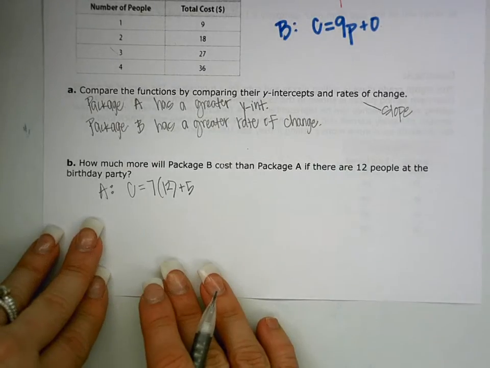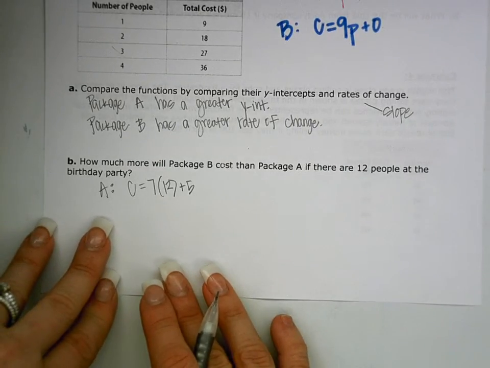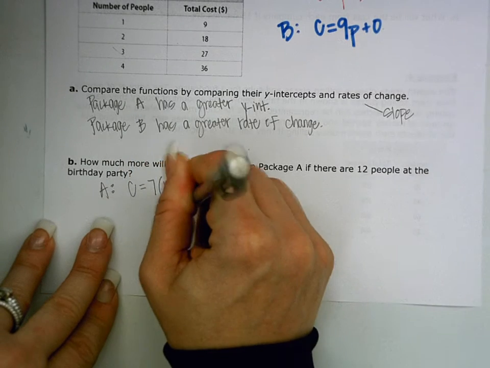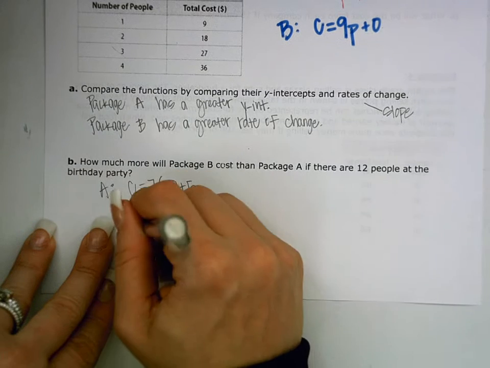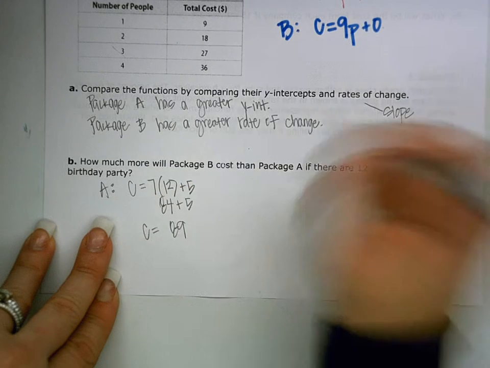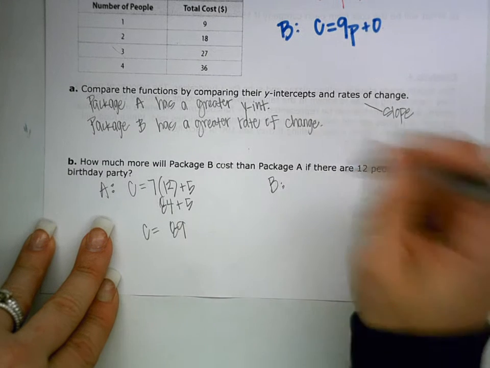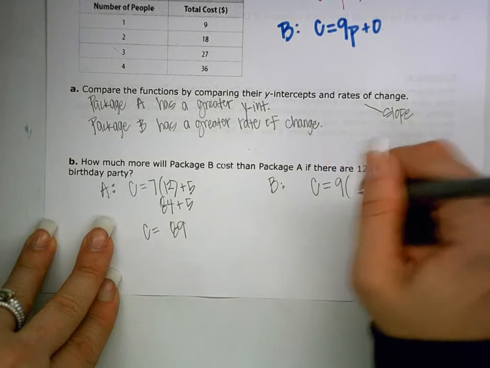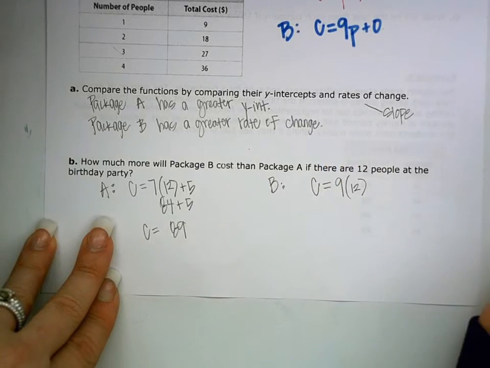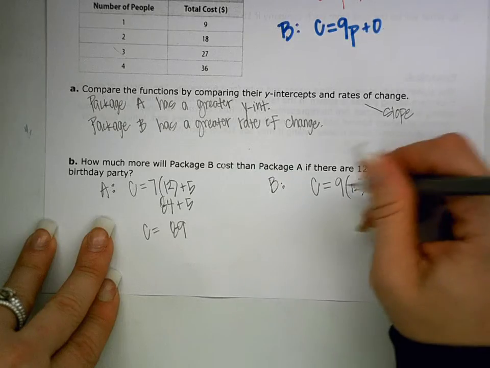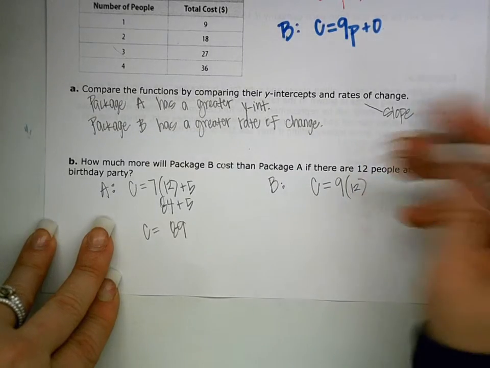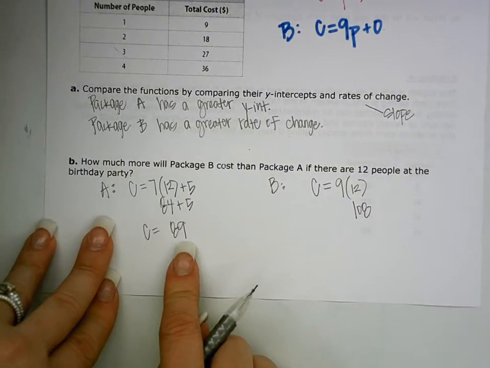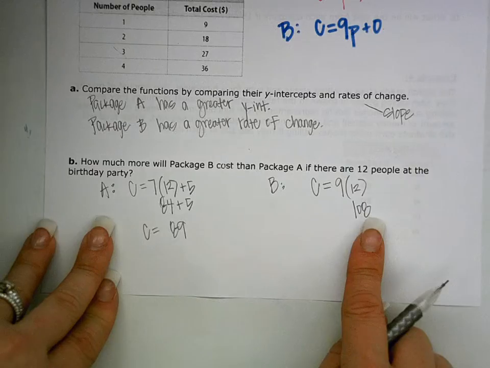Okay, what is 7 times 12? You can do it on the side of your paper if you have to. What's 7 times 12? 84. Okay, so plus 5. So what's the total cost for package A? $89. Okay, now let's find the cost for package B. What would you plug into? Cost equals 9 times 12. Technically, we're going to add a 0 at the end, so you don't really have to write that part. So what is 9 times 12? 108. Okay, so the total cost if you went with package A is $89. The total cost if you went with package B is $108.